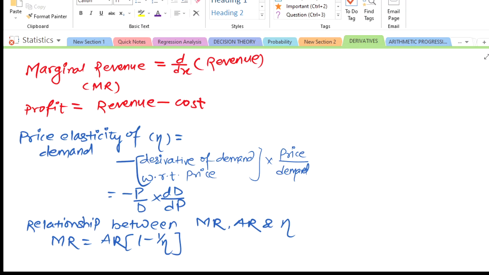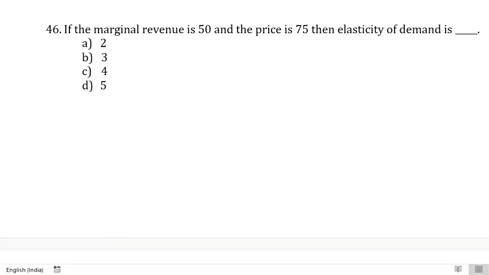So let's start with the questions. The first question says if the marginal revenue is 50 and the price is 75. The price over here is nothing but average revenue. Then the elasticity of demand. So how do I find the elasticity of demand? MR is given, AR is also given. I need to find elasticity of demand. So let's use the formula.